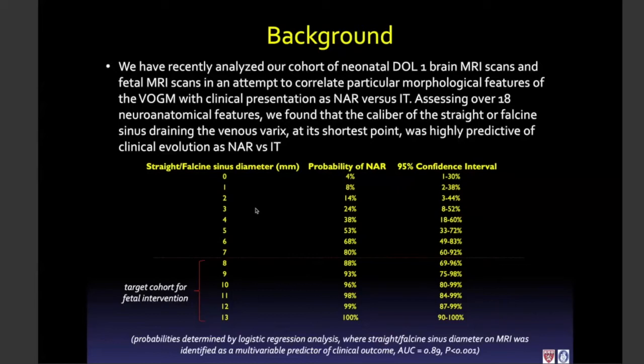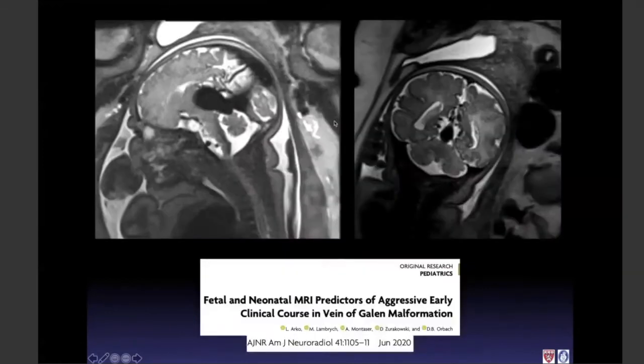But if you measure specifically the outflow from the prosencephalic varix at its shortest point, and you measure the width of that, so it's either the falcine sinus or the straight sinus, at that shortest point, you can predict very robustly how that fetus will present clinically. And here you can just see what the numbers look like. Here's the diameter of that spot. The width of that spot. As it goes up, the probability that that fetus will present as a severe neonate goes up very dramatically until you get to about a 90% probability with a very high 95% confidence interval. This is what it actually looks like on the scan.